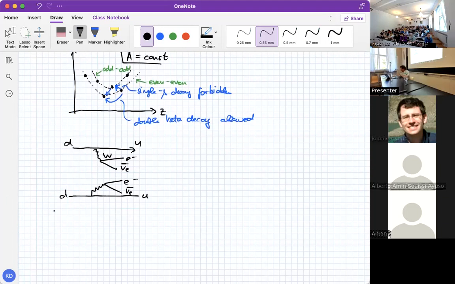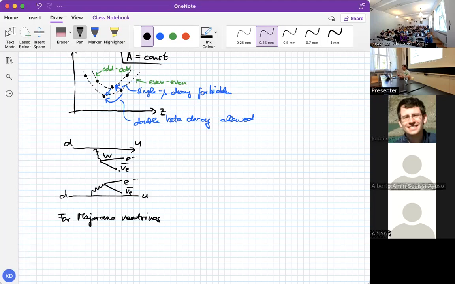But now for Majorana neutrinos, remember that in a Feynman diagram, you can always replace an outgoing particle by an incoming antiparticle. So in particular, I can replace, in principle, an outgoing antineutrino here by an incoming neutrino, and I would still have a valid Feynman diagram.